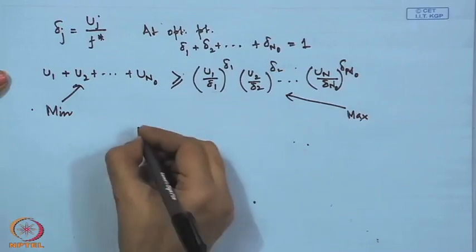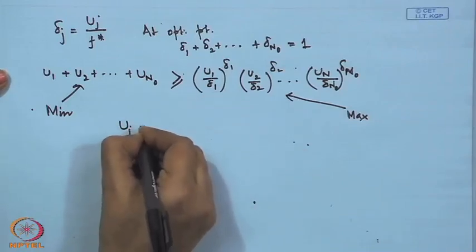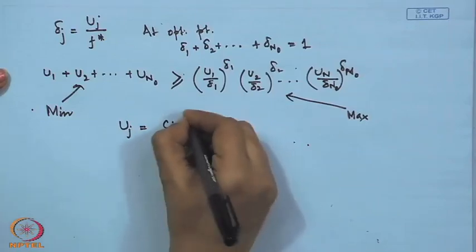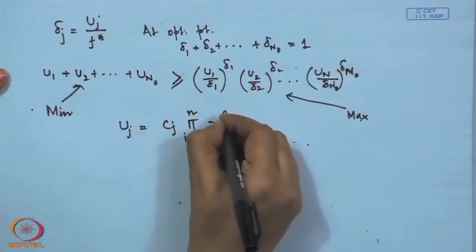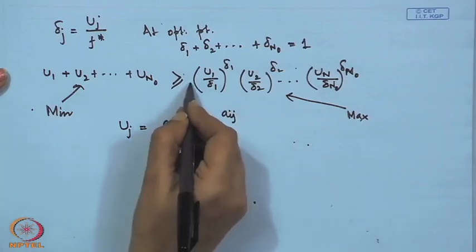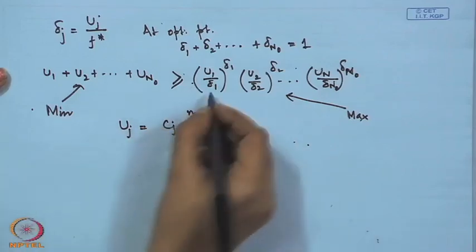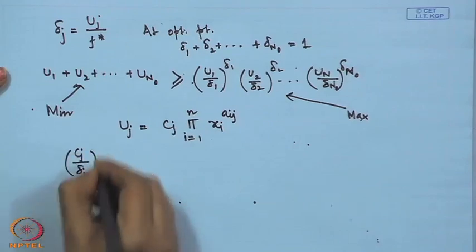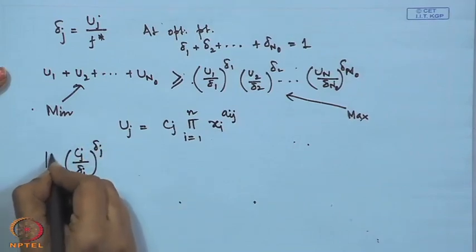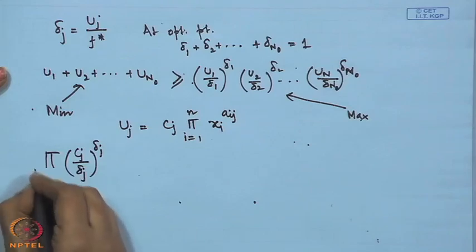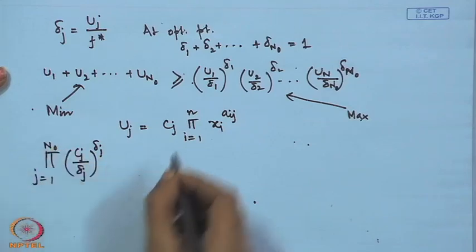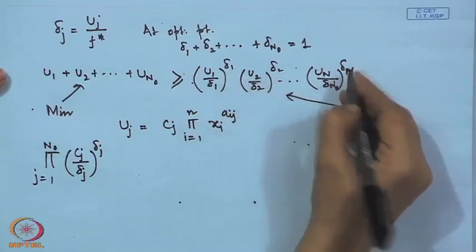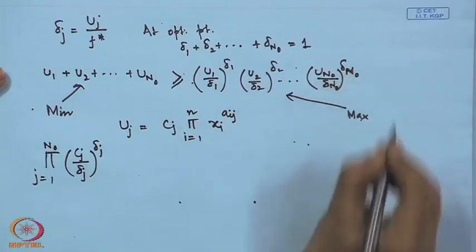We know the orthogonality, as we know that uj equals cj, product over i equals 1 to n of xi to the power aij. That is why the right-hand side part is equal to the product over j, j equals 1 to n naught, of cj by delta j to the power delta j: c1 by delta 1 to the power delta 1, c2 by delta 2 to the power delta 2, up to c n naught divided by delta n naught to the power delta n naught.